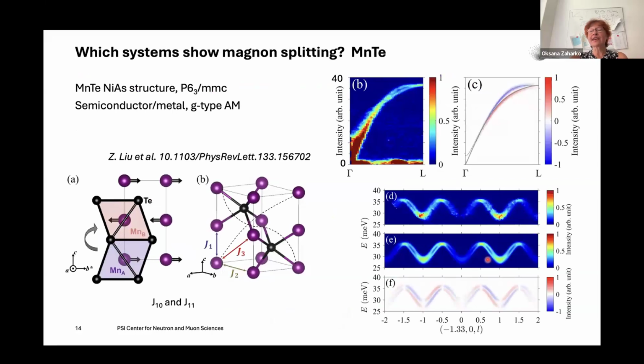And would you say that the neutrons are not useful at all? I wouldn't say that's so. I would say that there are systems where one sees magnon splitting, for example, manganese telluride. I'm sure there will be more of these examples coming. There's just the question to find a correct system.